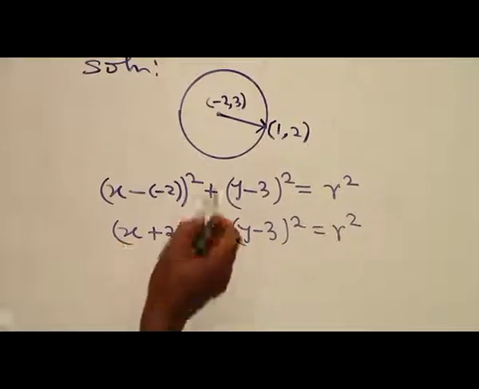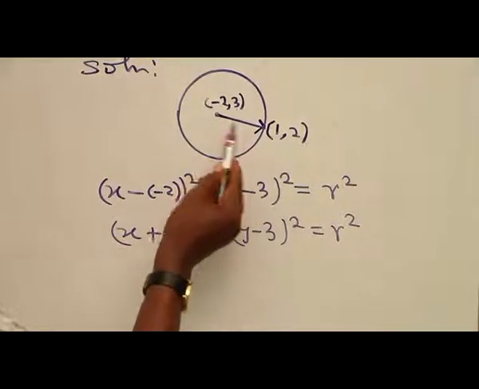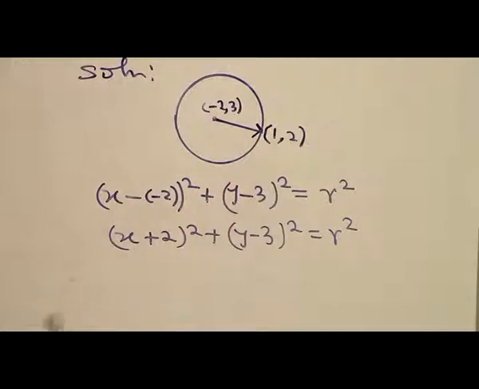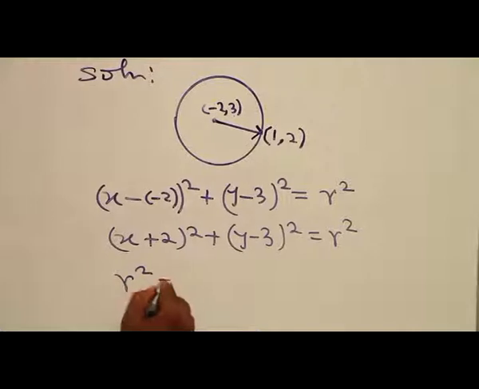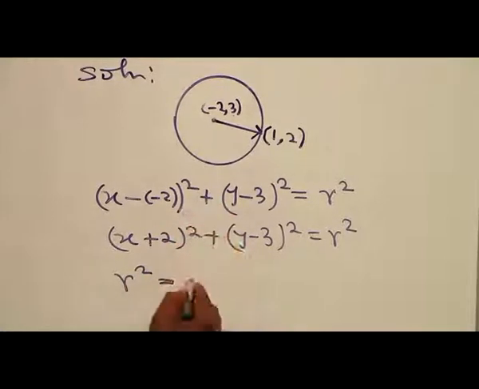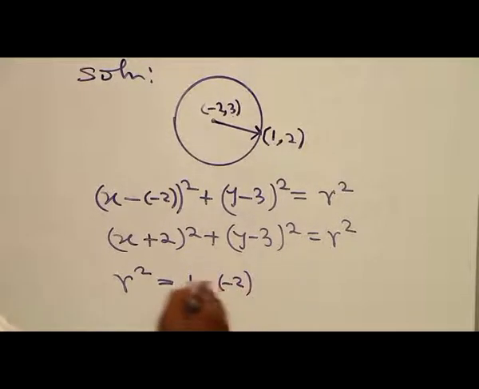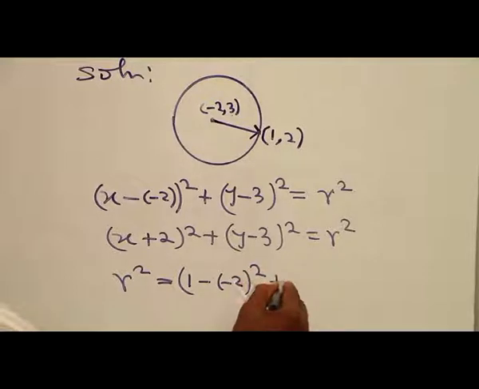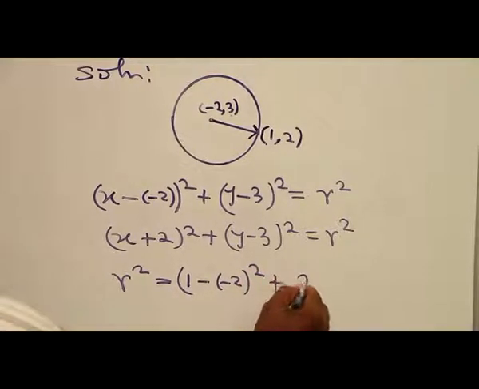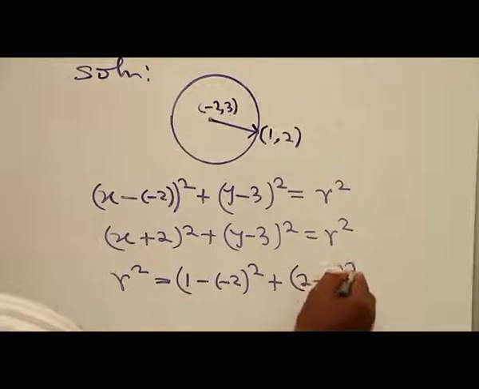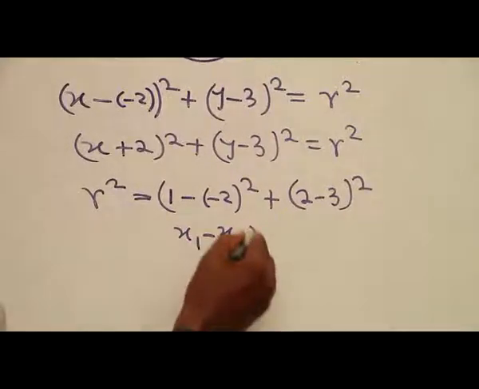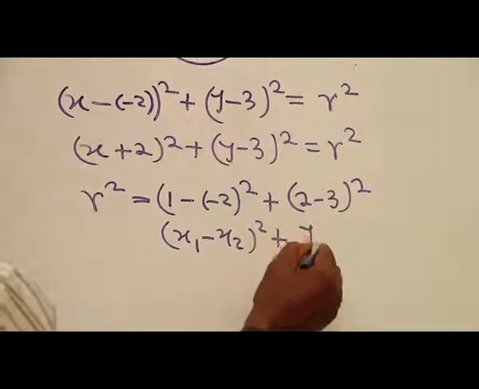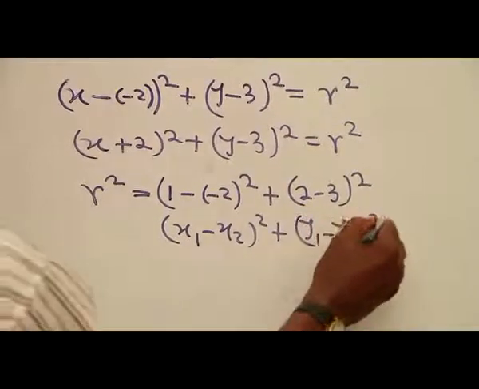Now let's see what happens. How do we get our r? Remember that your r will now be the distance from the center to the variable point. And using the distance formula, we now say that our r squared is equal to, let's get the distance, you can have 1 minus 2 all squared plus 2 minus 3 all squared. I hope you remember what we have used here is to say x1 minus x2 all squared plus y1 minus y2 all squared, the distance formula.